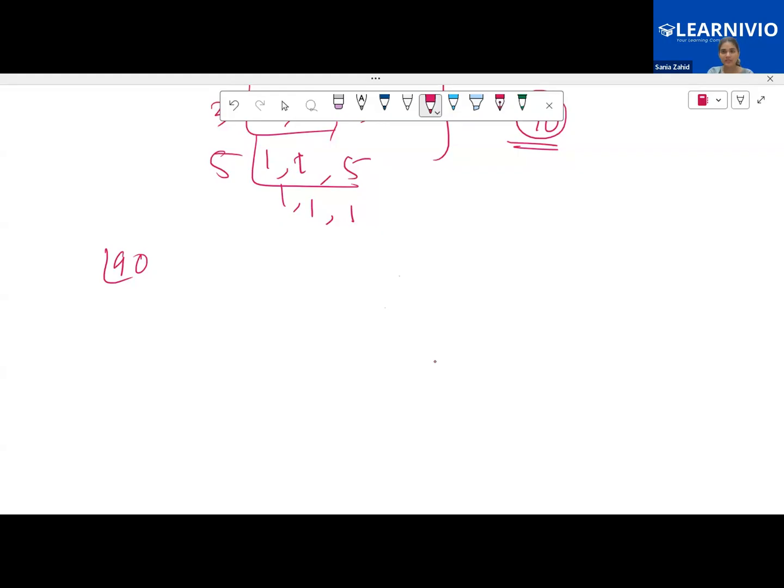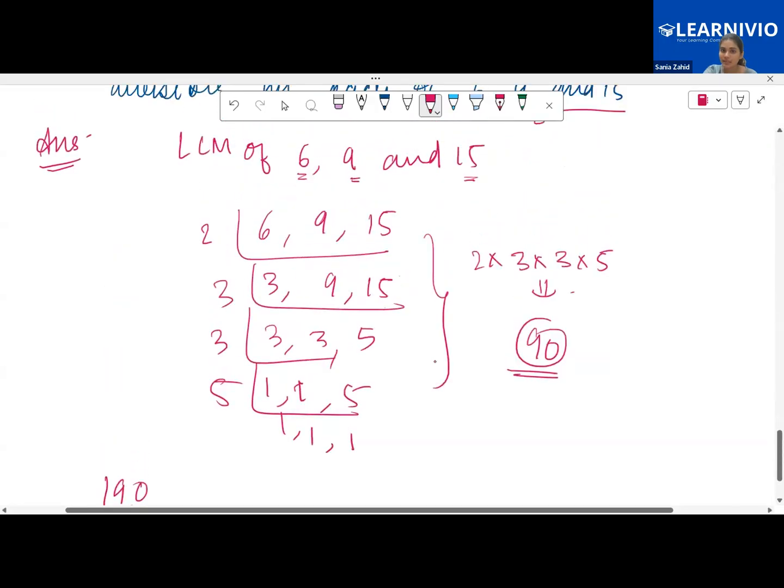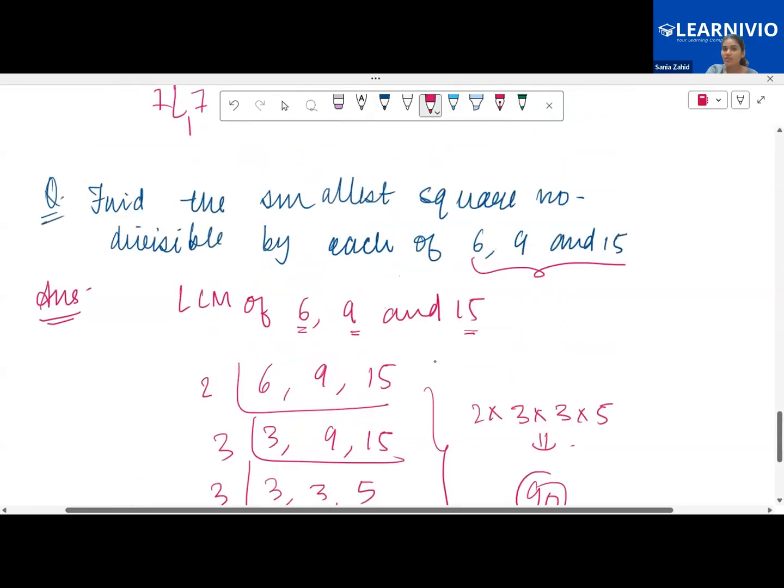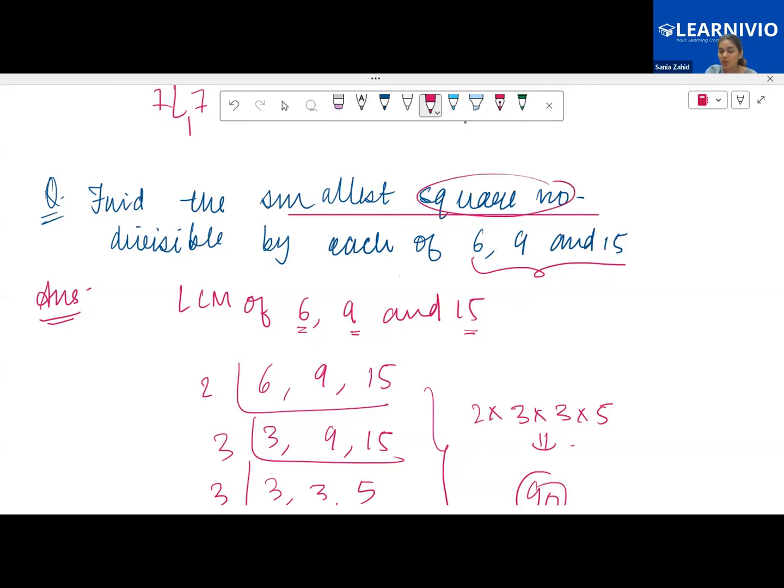Children, are you able to understand? Ma'am, I don't understand why you're doing prime factors of 90. Why am I doing prime factors? Okay, Mustafa, tell me one thing. Do you understand this much, that 90 is the number which is divisible by all three? Yes, ma'am. What is your question? Find the smallest square number. Okay, the number that you're finding should be divisible, and it should be a square number also. Both the conditions should be met. 90 is divisible, but is 90 a square number? No, ma'am, 90 is not a square number.